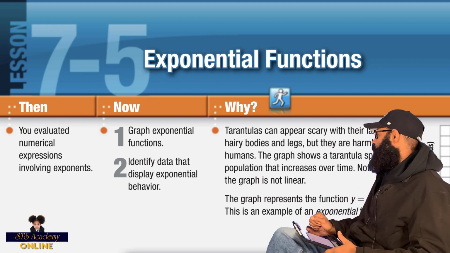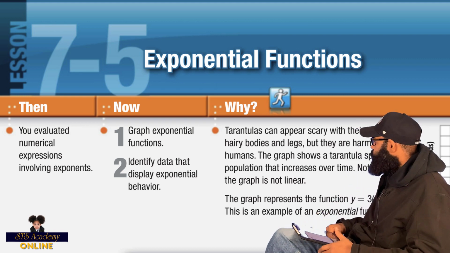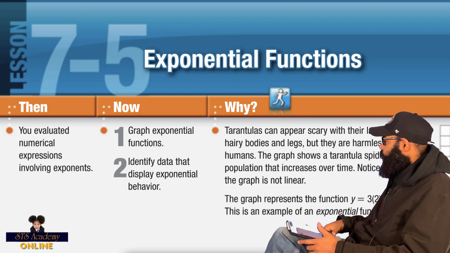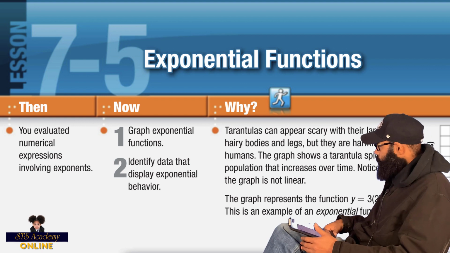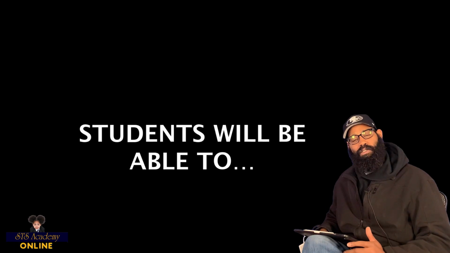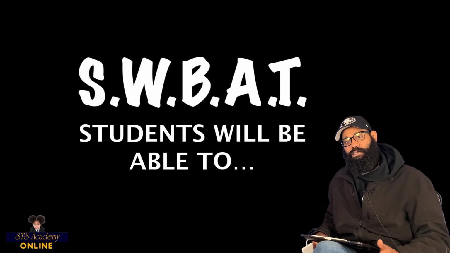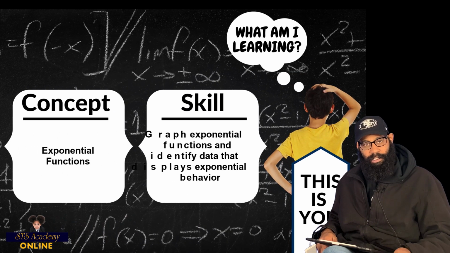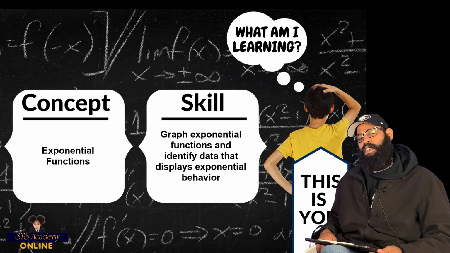You got chapter 7, lesson 5, exponential functions. The learning objective: graph exponential functions. Secondly, identify data that displays exponential behavior. So students will be able to graph exponential functions. The concept is exponential functions and the skill is graphing. Let's get right into it, guys.